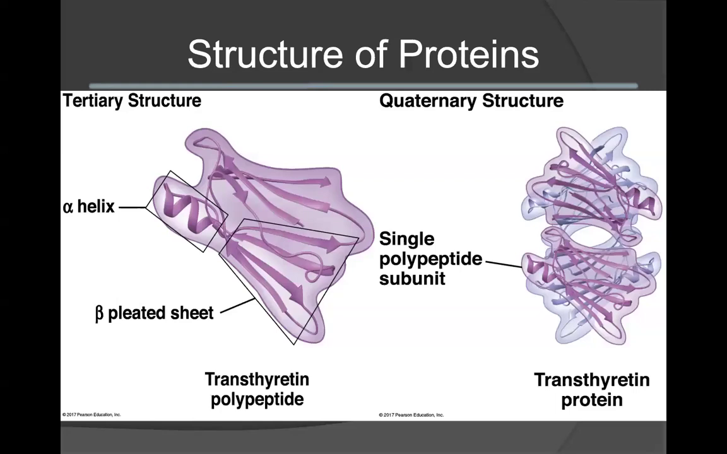Here is an example of tertiary versus quaternary structure. Once again, tertiary structure is simply when one polypeptide chain takes on that 3D shape with multiple alpha helices and beta sheets interacting with each other. Quaternary structure is formed when multiple polypeptide chains interact with each other.